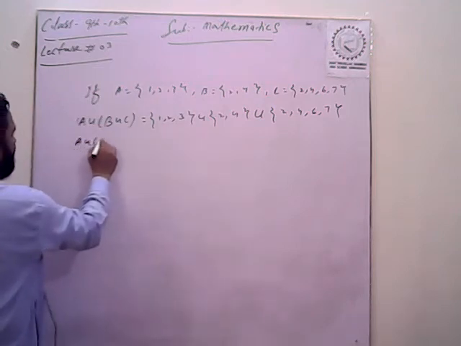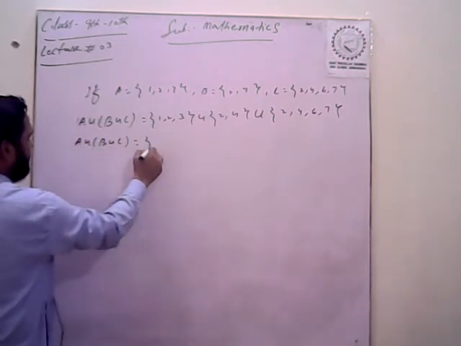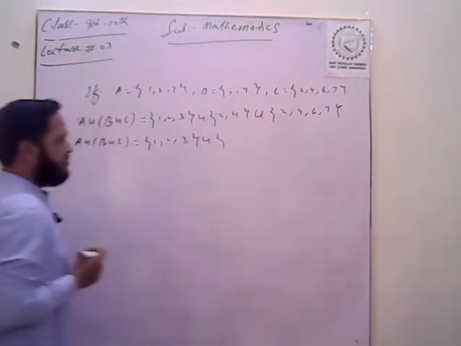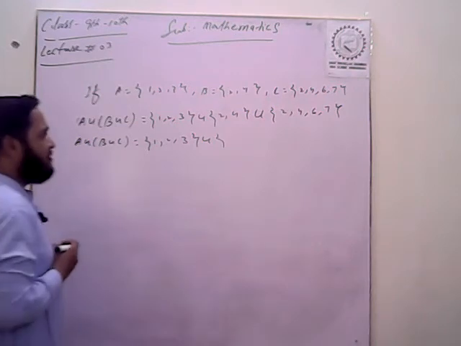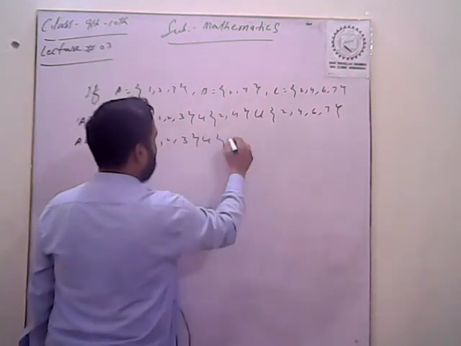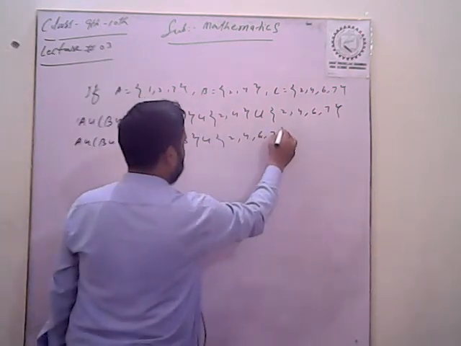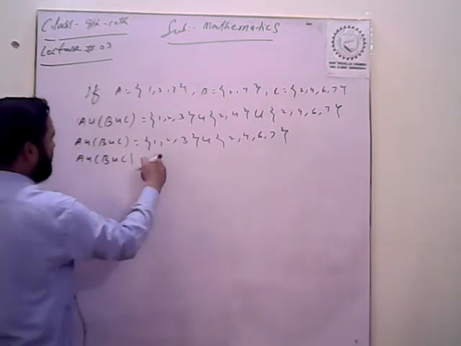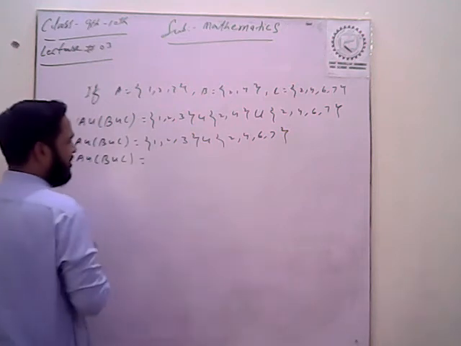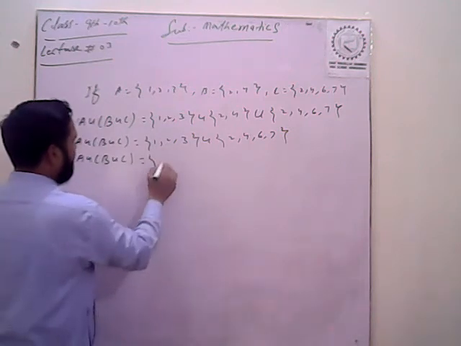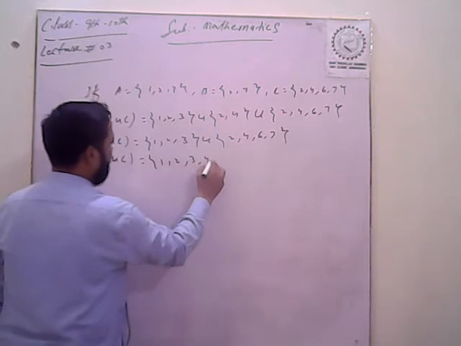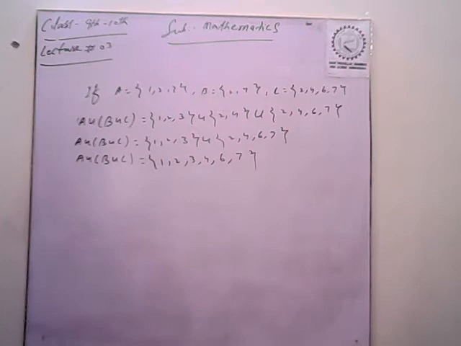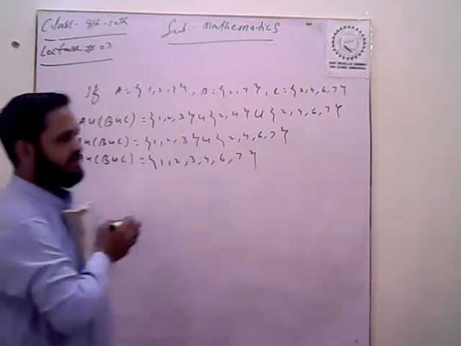A union B union C is equal to {1, 2, 3}, now union with {2, 4}, now with {2, 4, 6, 7}. A union B union C is equal to, after the operation of union, {1, 2, 3, 4, 6, 7}. These are union of three sets.